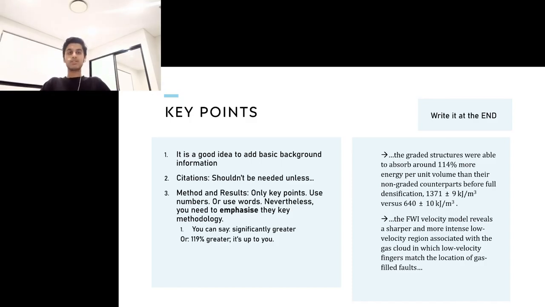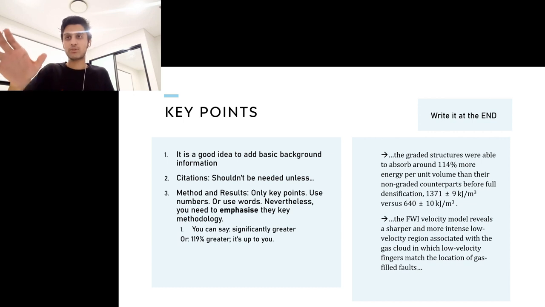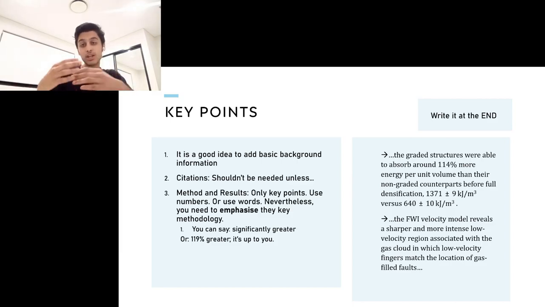Third point, method and results. Only use key points. Use numbers or words. Nevertheless, you need to emphasize the key methodology and results. Many of us think that it's not very smart to talk about the results or the method. But the results and the method are things that give structure to your abstract. When people read your method and results, they get a clear idea of what your paper is aimed at. And so it's really important that you emphasize them. This is where you have the chance to use language, and this is where you have to emphasize your methodology, because it provides that structure.